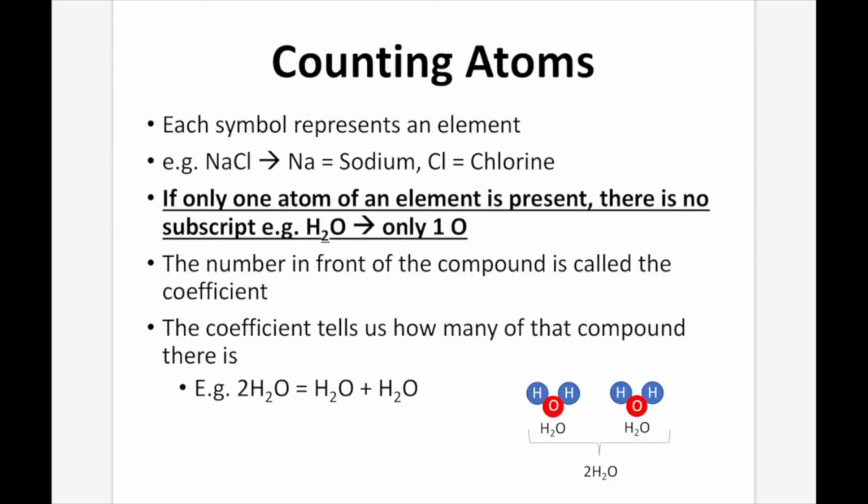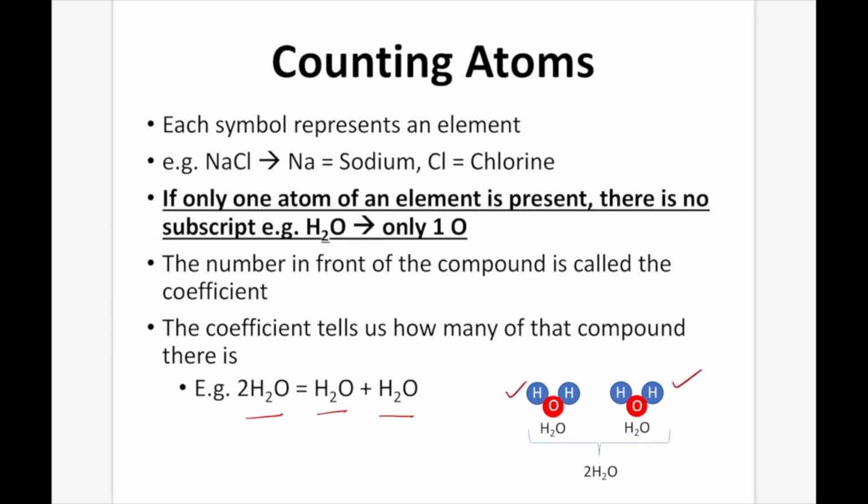Counting atoms. Each symbol represents an element. So for example, NaCl is Na for sodium, Cl for chlorine. If only 1 atom is present, there are no subscripts. So for example, in H2O, there's only 1 oxygen. The number in front of the compound is called the coefficient. The coefficient tells us how many of that compound there is. So if you have 2 H2O, that means you have 1 H2O, like we have here, and another H2O here. So there are 2 H2O molecules.